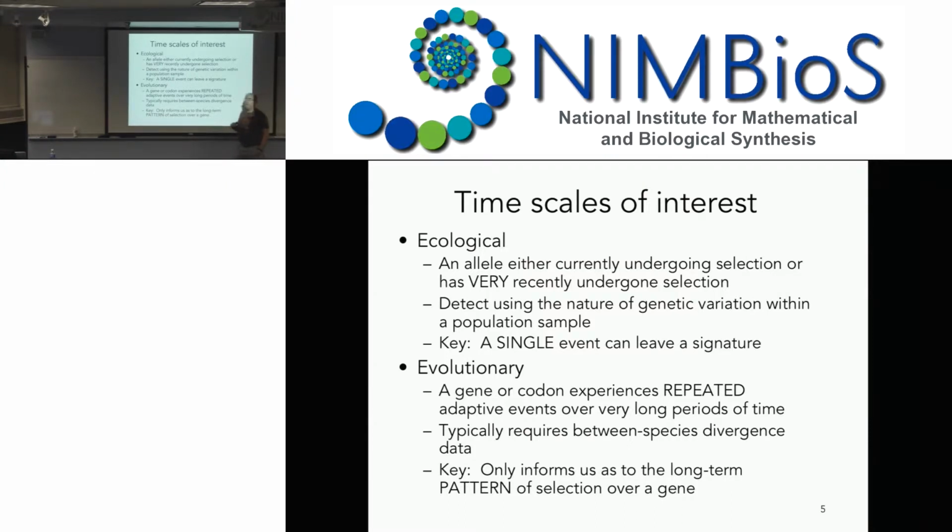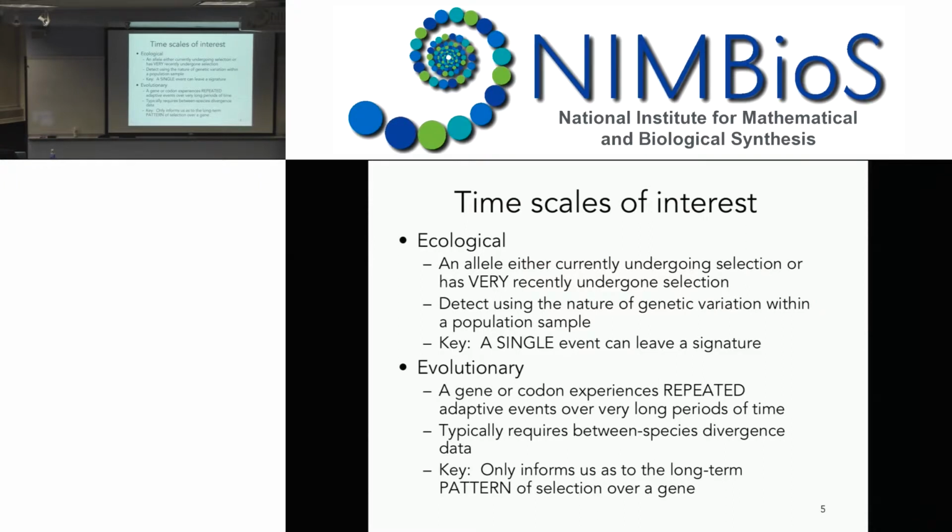So a key issue is time scale. We have kind of two different time scales we can think about. The ecological time scale, and again, I'm not going to put numbers on these, the rough feeling. It means an allele is either currently undergoing selection or has very recently undergone selection, either to fixation or to some intermediate frequency before the environment changed. We can then use a population sample to detect those. For example, patterns and level of polymorphism.